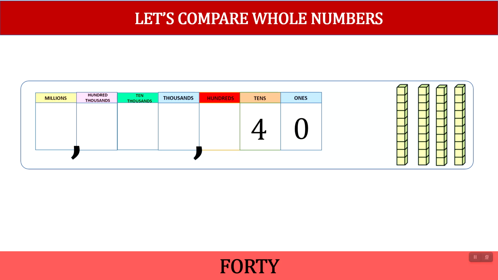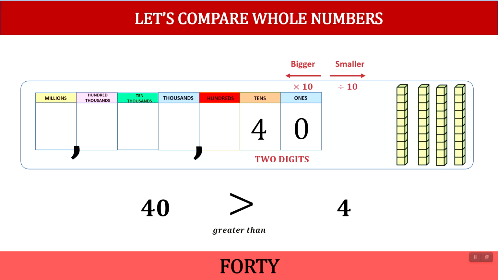That represents 40. It occupies two digits, and every digit to the left is 10 times as great as the one to the right. Therefore, the digits going left have a greater value than the digits to the right. The columns to the right we arrive at by dividing by 10. They are smaller numbers. So 40 and 4, if we compare the two, 40 is greater than 4.